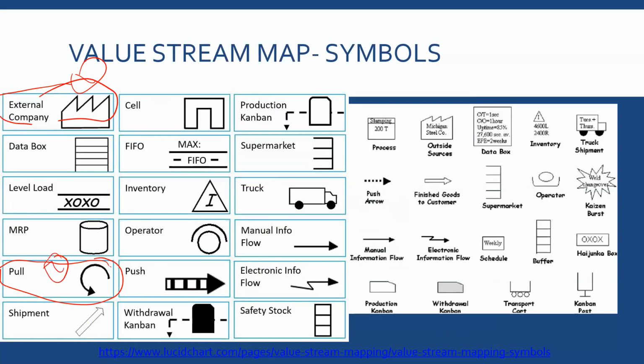This is a technique whether we pull or push. Push, you make and you push it to the market. Pull, you wait for the customer to order from you and then you make it for the customer. And shipment, this is important as well. The flow of material. Inventory, triangle with the I inside it.